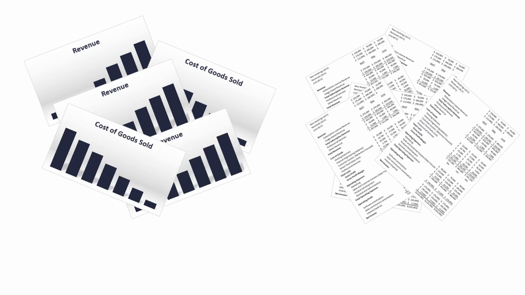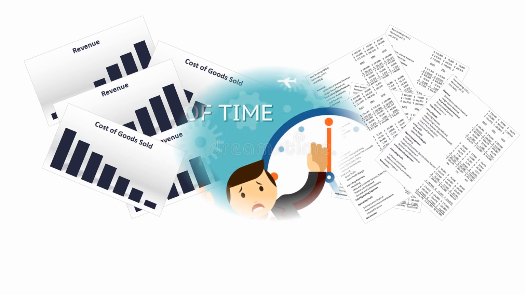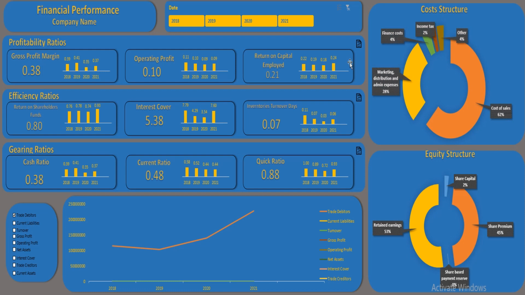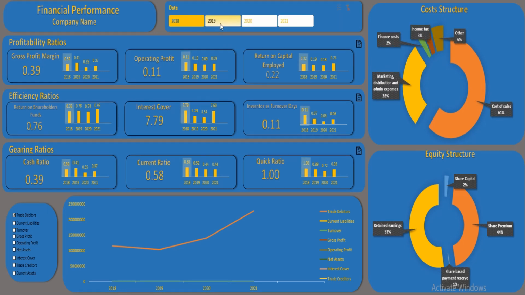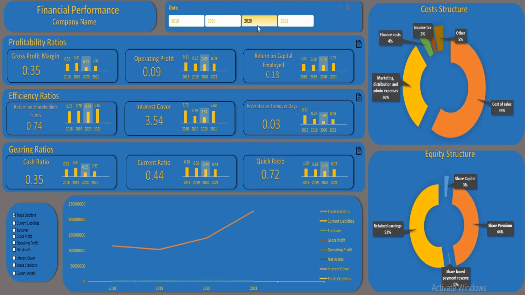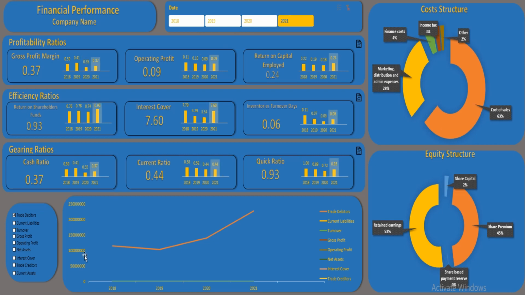And calculating many financial ratios at once, comparing them with different timeframes will take a lot of time. The solution to this can be interactive dashboards, which will allow you to analyze several financial ratios at any time, as well as study the dynamics of financial indicators for the same period.